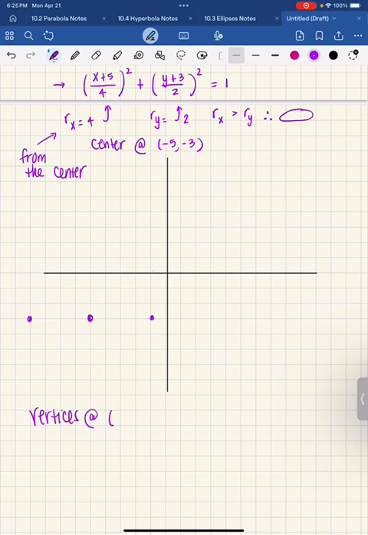So it's going to be, how about -1, -3, and let's see, left 4, -9, -3. Those are my vertices, and they need to be labeled as such. You can't just say points. They are specifically called vertices.